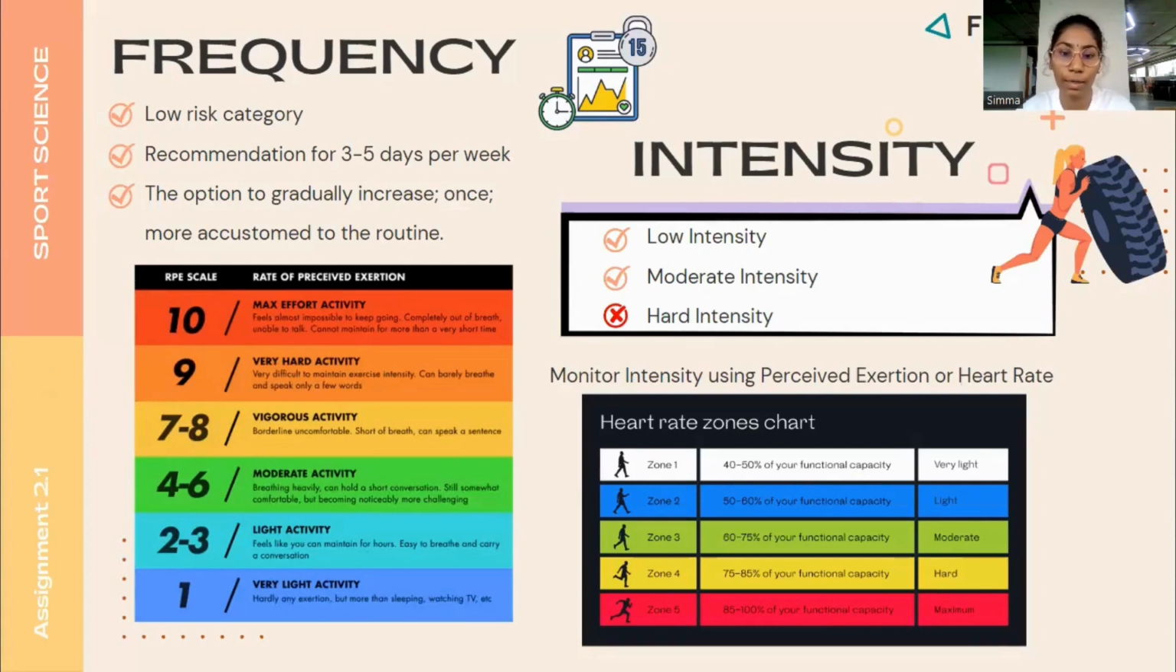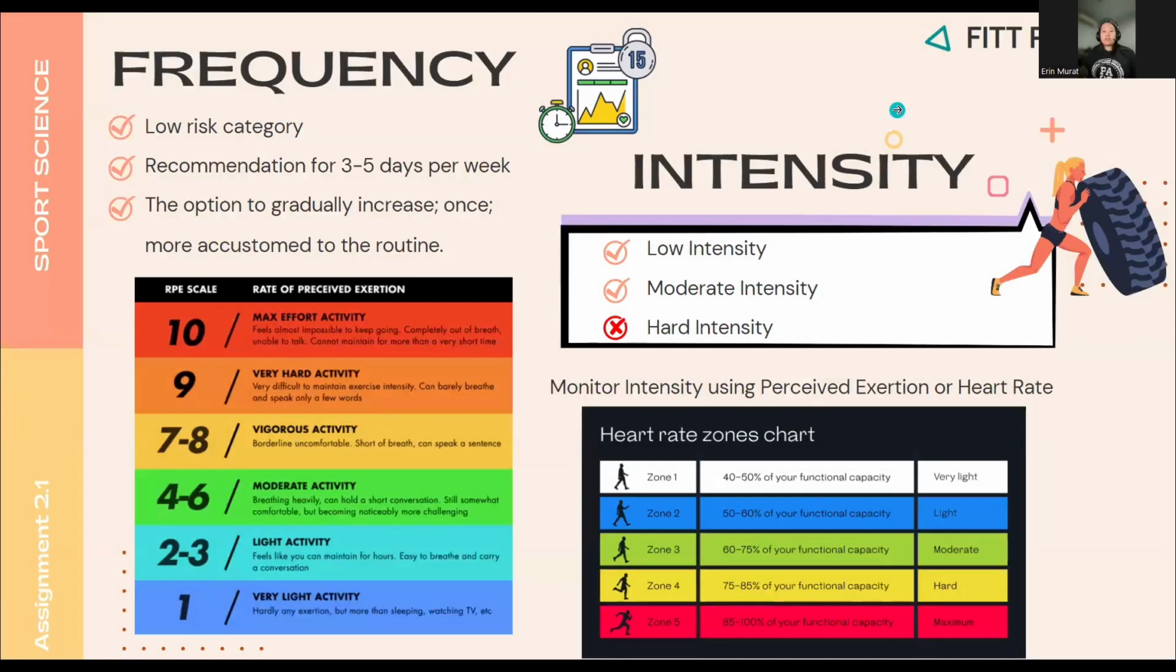Moving on, I will pass to Arina to present on the first two principles of our FITT in the exercise program we are prescribing to the client. Thank you. Okay, hello, I'm Arina. So I'm going to explain the frequency and intensity part.